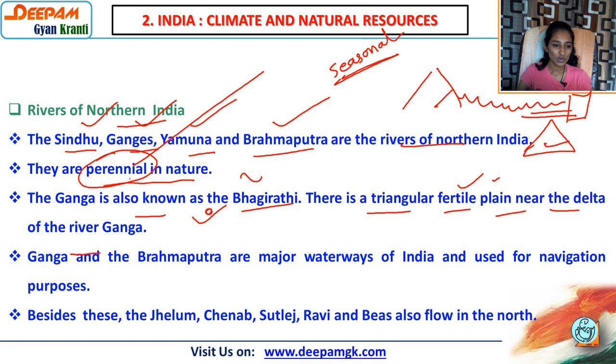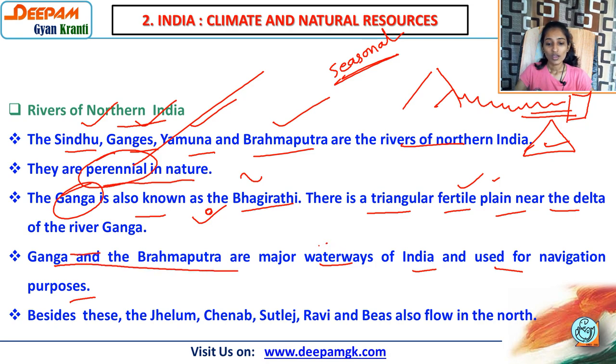The Ganga and Brahmaputra are major waterways of India and used for navigation purposes. So very important, Ganga and Brahmaputra are the major waterways, okay, means main waterways, and we even use them for navigation purposes, meaning whatever the transportation process is, we can do that.